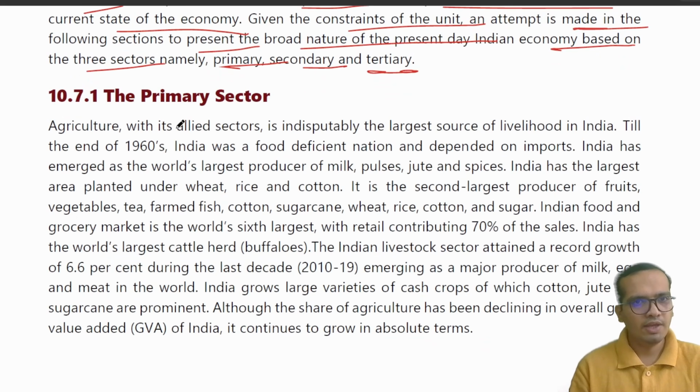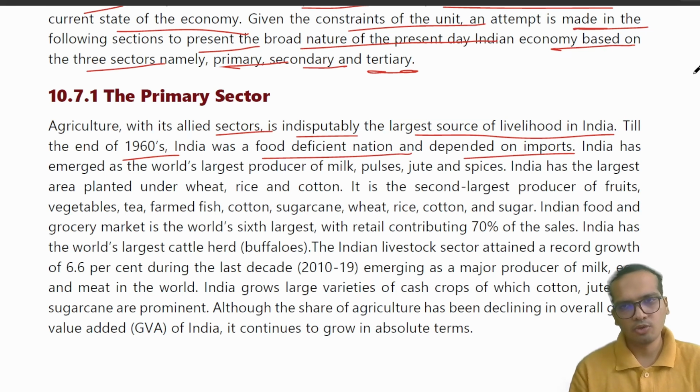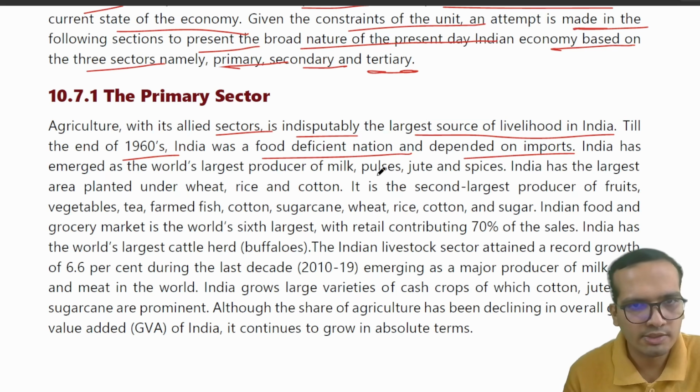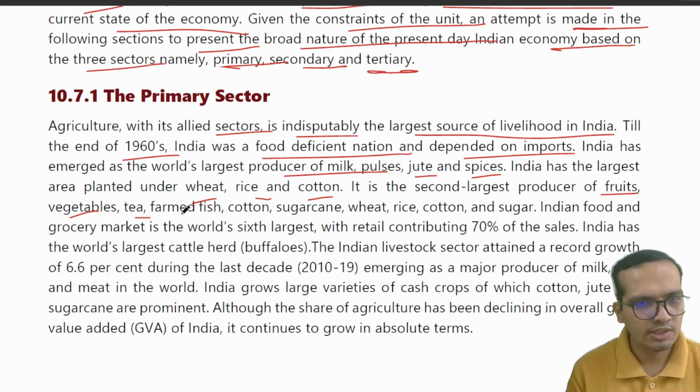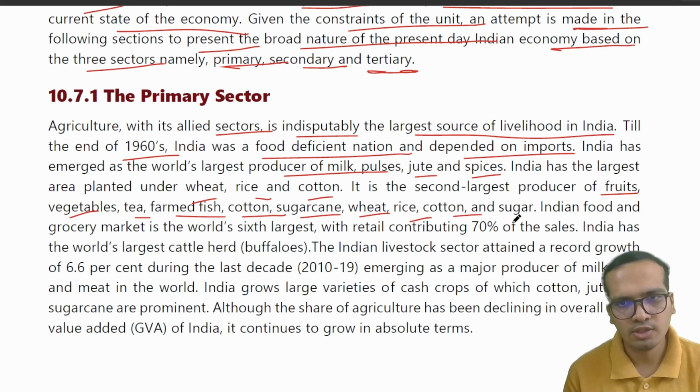The primary sector, agriculture, with its allied sector, is indisputably the largest source of livelihood in India. Till the end of the 1960s, India was a food deficient nation and depended on imports. India has emerged as the world's largest producer of milk, pulses, jute, and spices. India has the largest area planted under wheat, rice, and cotton. It is the second largest producer of fruits, vegetables, tea, farmed fish, cotton, sugarcane, wheat, rice, and sugar.